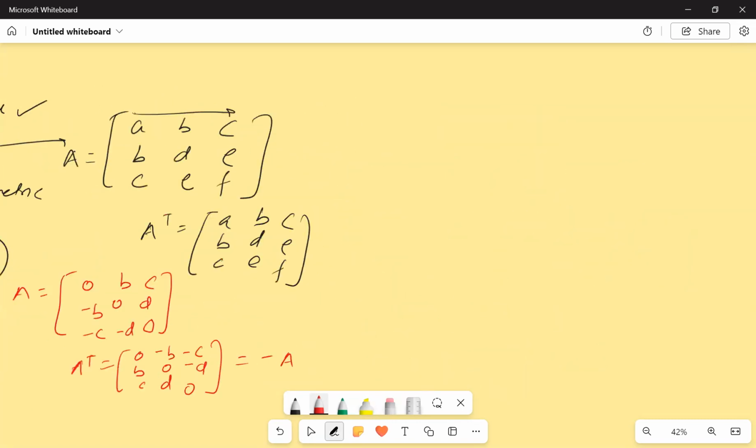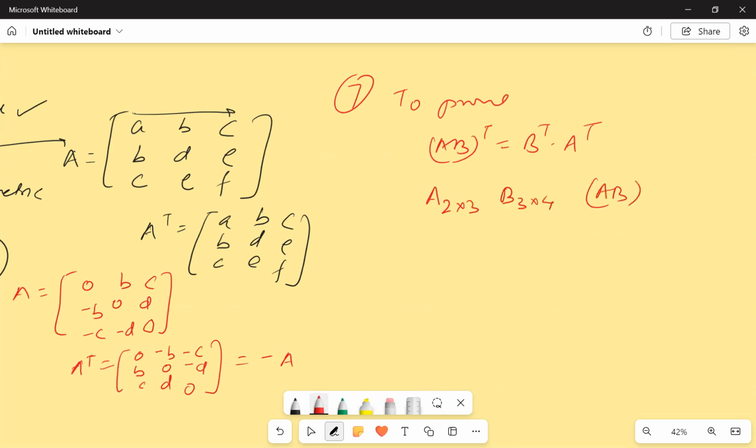Now there was the last property to prove: AB transpose is equal to B transpose A transpose. This you can easily understand, as this is also related to rows, columns and the condition of multiplication. If A is 2 into 3 and B is 3 into 4, then AB is 2 into 4, as the 3 will be removed.